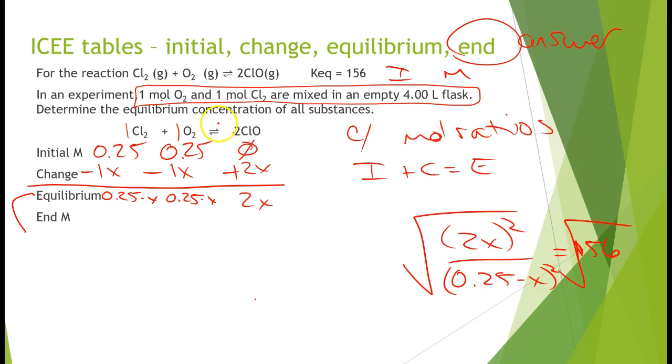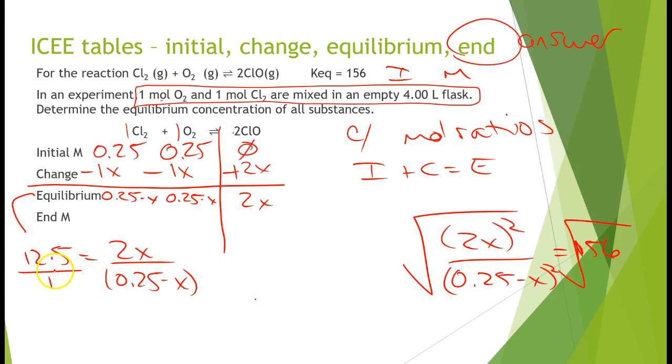And so when you do that, you get the square root of 156, and this is the one thing that people forget all the time, is to take that square root, and it's 12.5 equals, when I take the square root of 2x quantity squared, it's just 2x. And when I take the square root of the quantity 0.25 minus x, it's 0.25 minus x. And so now what I have is I have algebra.